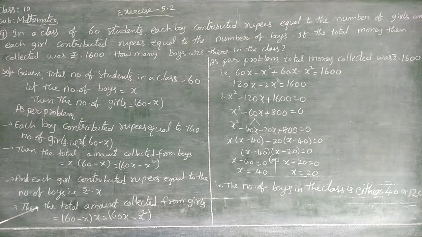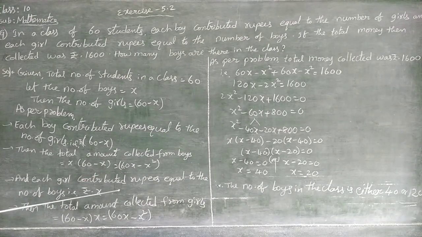As per the problem, what has been given? Each boy contributed rupees equal to the number of girls. How many girls are there? 60 minus x. That means each boy gave 60 minus x rupees. Then the total amount collected from the boys: how many members are there? x members. Each one contributed 60 minus x. So total amount equals number of persons into the amount given by each student. So x of 60 minus x, that will be 60x minus x square.